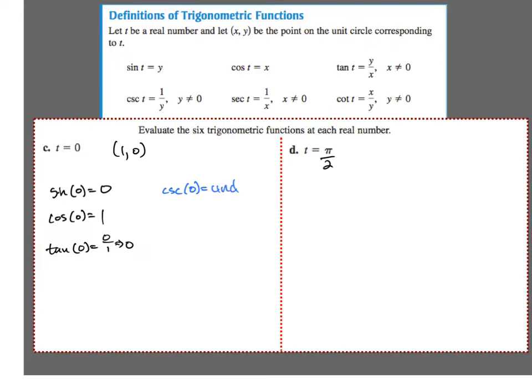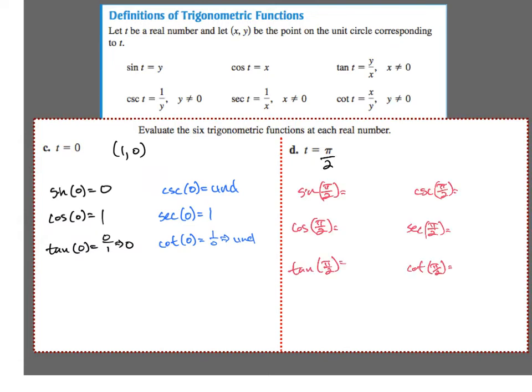And then cosine. Who's cosine's buddy? Secant. How do I want you to think of it as? It's the reciprocal of cosine. So what do we get? We get 1. And then tangent's buddy is? Cotangent. How do I want you to think of cotangent? Your x over y. So what do we get? We get 1 over 0, which we call undefined. All right? All right, I'd like you to do the 6 trig functions at pi over 2.